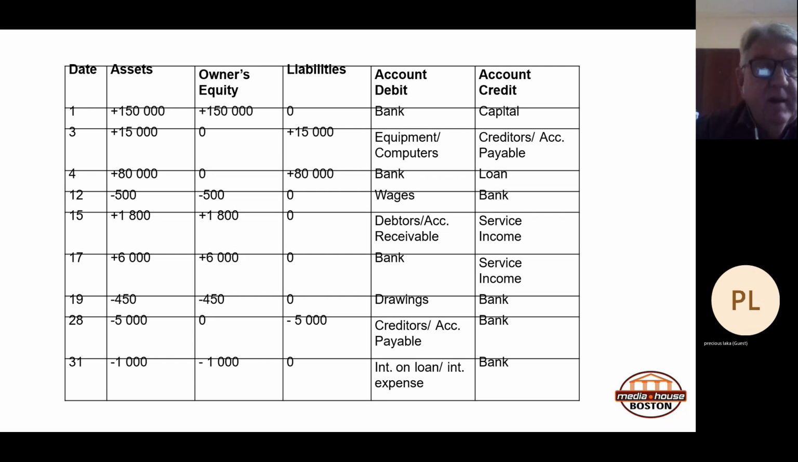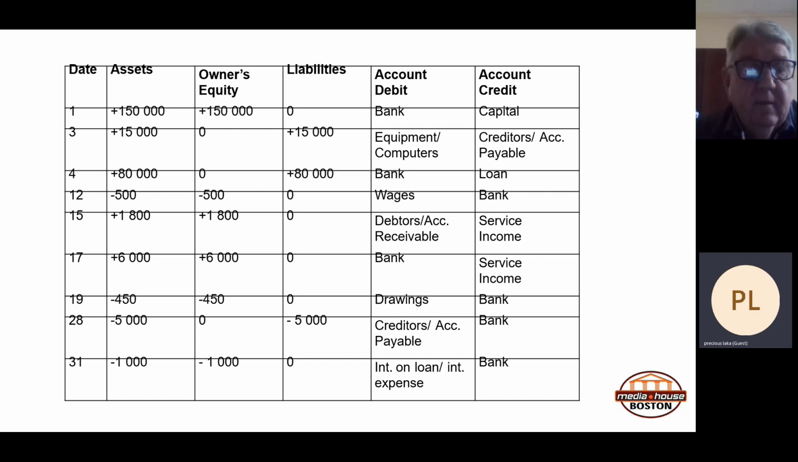There's 1,800 plus under owner's equity. Because it's 8,000 plus under owner's equity, because he owes us the money and we issued an invoice, right? Yeah, it's income earned, so we call it service or fee income. That will be the account credited. And then we debit the debtors or accounts receivable account. Service income, and then we debit debtors. So these are the terms you want to see in the assignment, right? That's right, yes. Or accounts receivable.